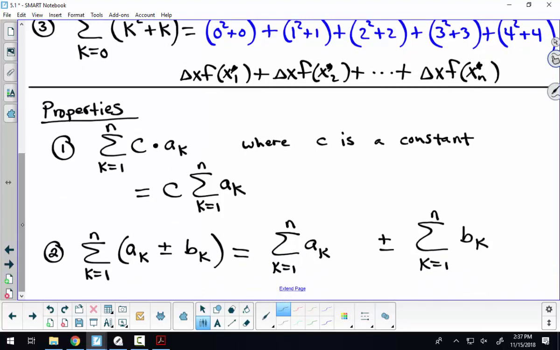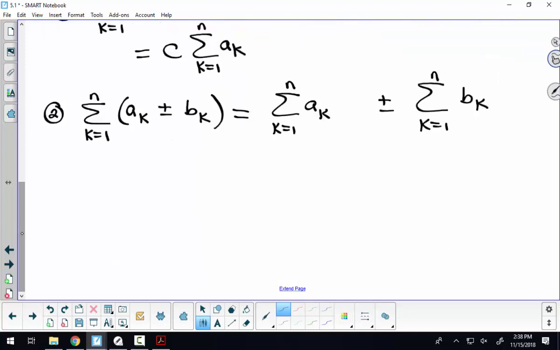A few properties are here. When we're dealing with some constant times an expression involving k, the constant can come out. Because think about this sum as a function of k. If it doesn't involve a k, we can pull it out of the summation. This one says if we have two expressions involving k, then we can distribute that summation across sums and differences.